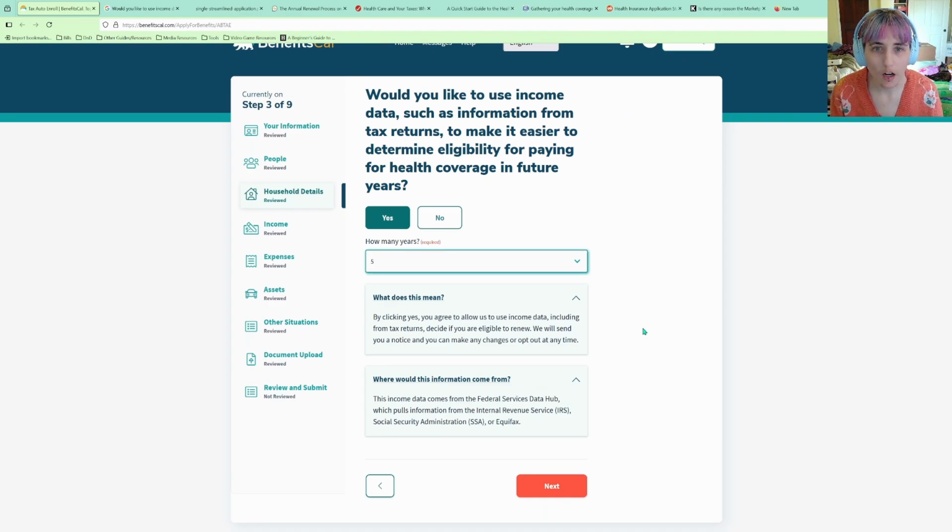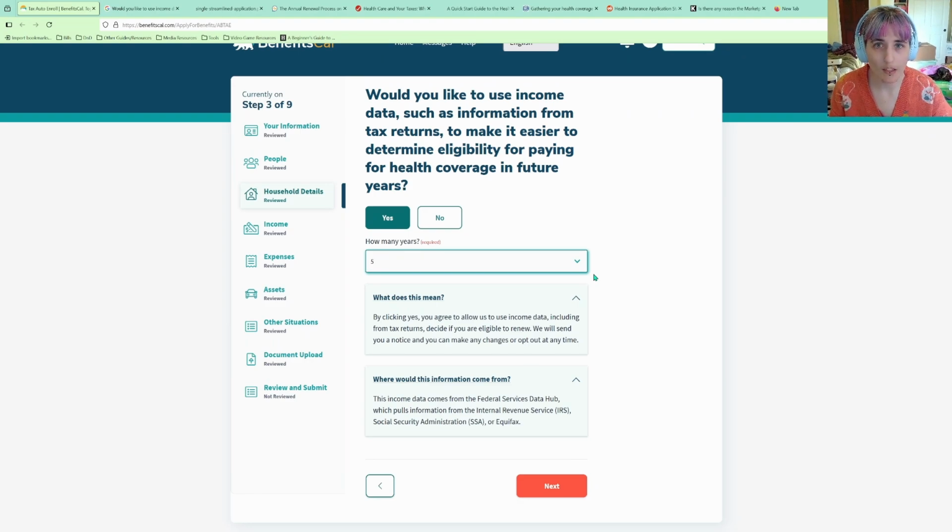If you are self-employed or your income varies a lot, you may not want to use this option. I haven't used this that much, so I can't speak to how well it works, but I did find a report that said most people do choose to use this option, and you can give permission for anywhere from 1 to 5 years.